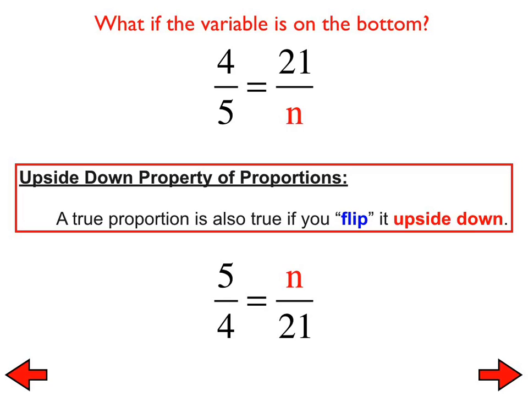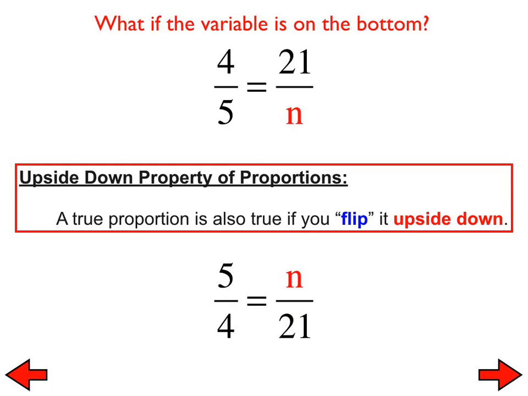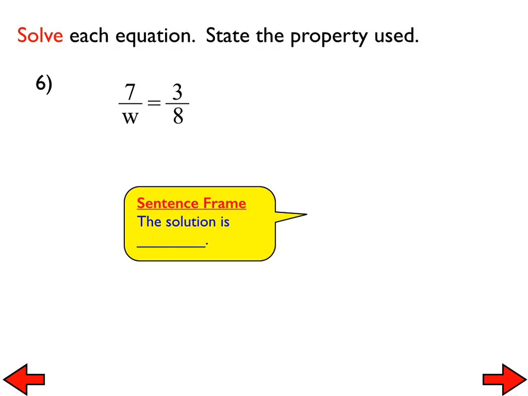So with the variables on the bottom, and you want to utilize this method of multiplying both sides by 21 to solve, then you would need to use the upside down property. Okay? All right, let's go to number 6. First of all, use the upside down property.